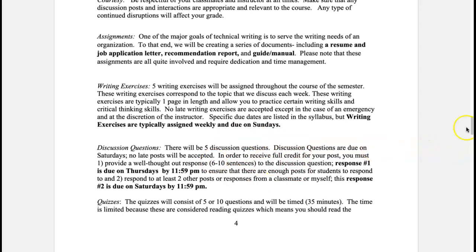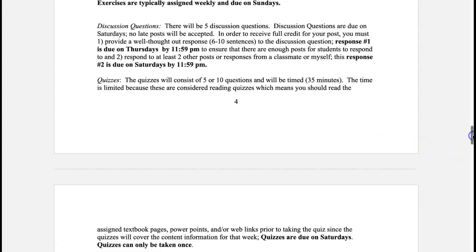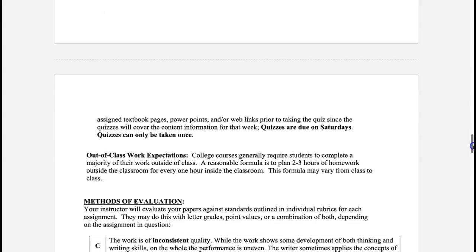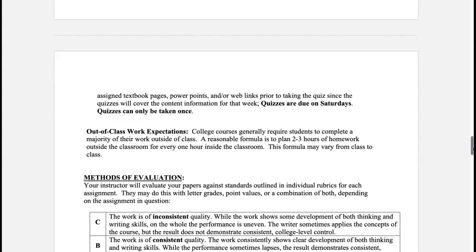We're also going to have quizzes. Now the quizzes are timed, and they're usually about 35 minutes, and they are over the chapters. So my suggestion is that you read the chapter before you take the quiz, because these are supposed to be reading quizzes. So obviously you should read the chapter before you get to the quiz. And they're not very difficult questions. They're just kind of meant to quiz you on important information from that chapter. Quizzes are also due on Saturdays, and you can only take them once.